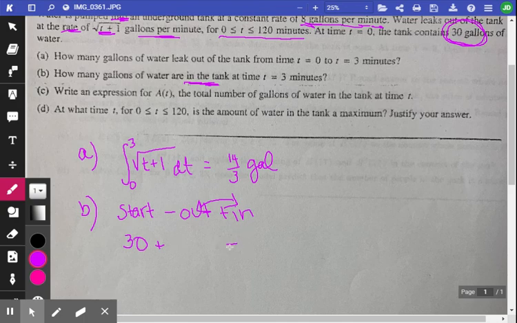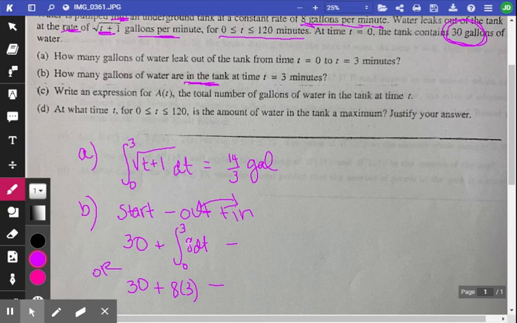So how much goes in? Well, they said we're going in at a rate of 8 gallons per minute. So I can either do the integral of 8 from 0 to 3 with respect to time, or I can just go 30 plus, this is 8 gallons per minute for 3 hours. Either way, I'm going to get the same answer. Go ahead and figure that out.